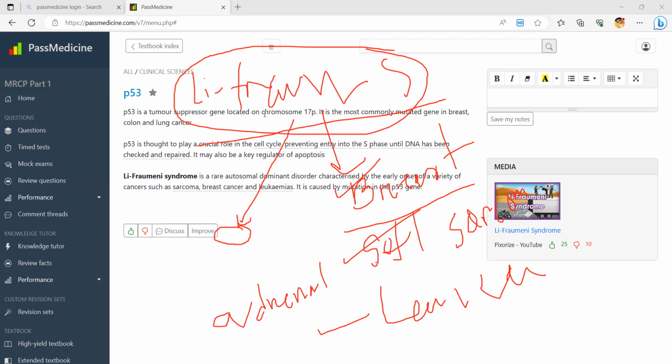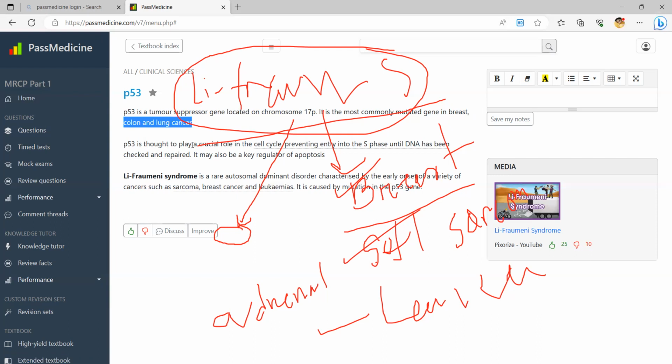P53 is a tumor suppressor gene located on chromosome 17p. It is the most commonly mutated gene in breast, colon, and lung cancer. If the writing is present on the screen, see, they mention breast carcinoma, colon carcinoma, and lung carcinoma. Another one, sometimes they give soft tissue sarcoma. Sarcoma means a connective tissue disorder. Also in some family members there is a history of blood cancer, that is leukemia, and adrenal carcinoma. So all of these things are related with this.